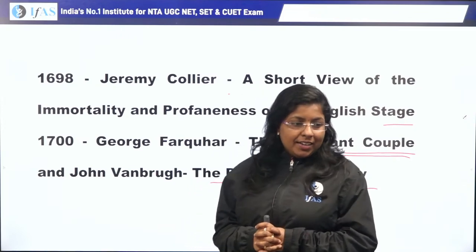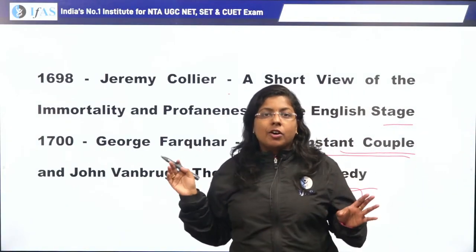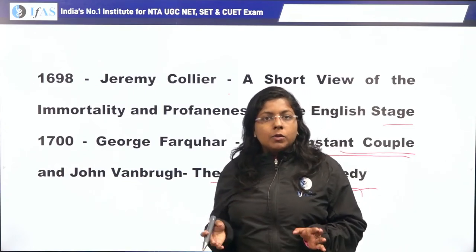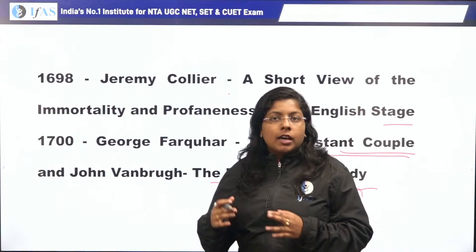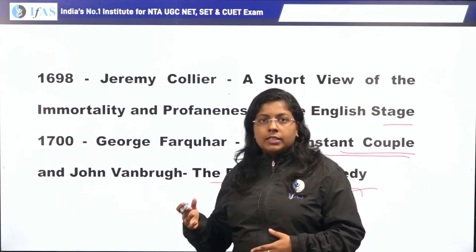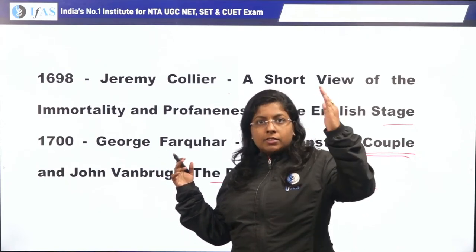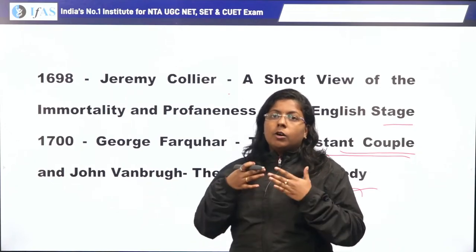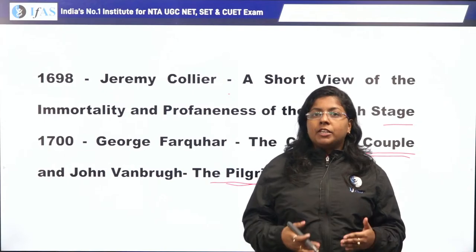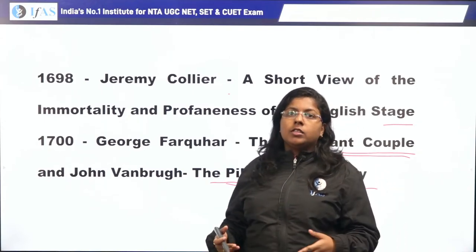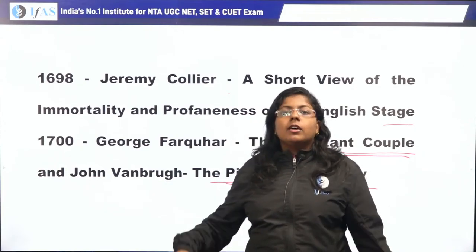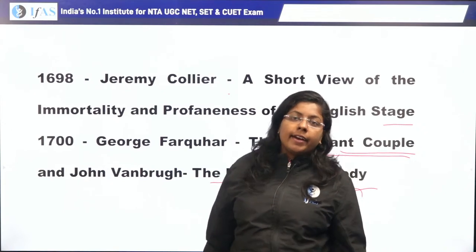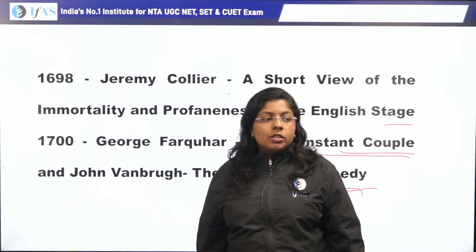So that's all about today's chronology about the Restoration Age. This is the most important overall idea about the Restoration Age. You should be very focused on these kinds of chronological details. From 1660 to 1700, we saw lots of historical events and publishing years of different works by authors like John Dryden, George Farquhar, Congreve, John Vanbrugh, Jeremy Collier, Aphra Behn. These are the most important.